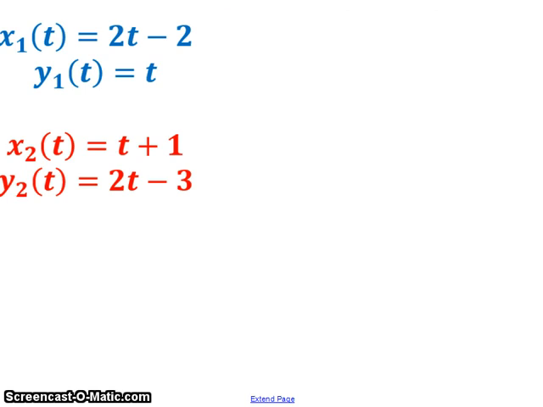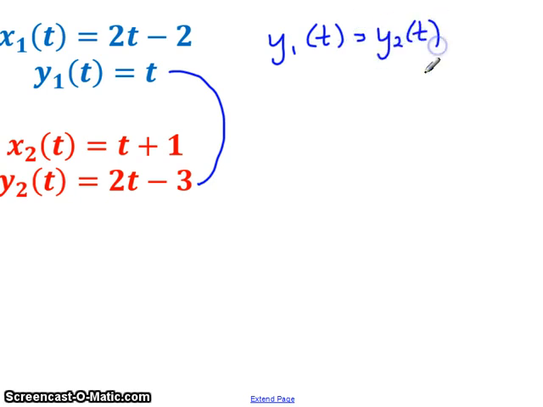Well, let's go back to our process here, and what we're going to do is try to find out, first of all, when are they at the same x value and the same y value, and we can do this in any order. In this case, I've got a pretty simple expression for y, so I'm going to start by setting the y equations equal to each other. So I want y1 of t equals y2 of t, and that's going to tell me at what value of t my y positions are going to be the same.